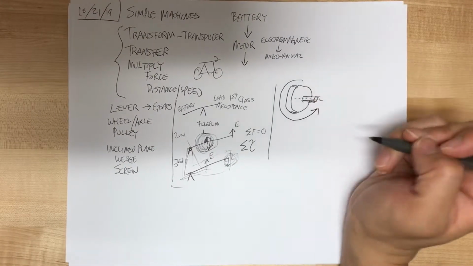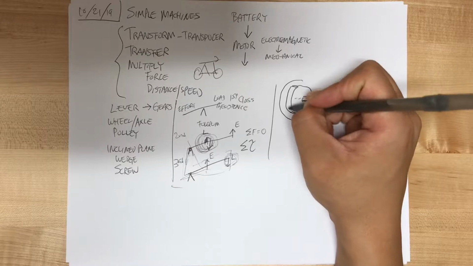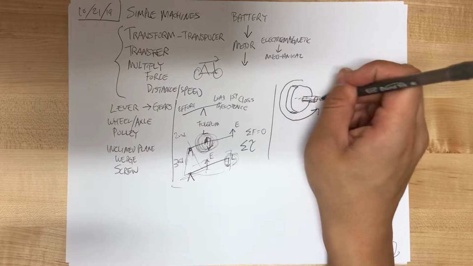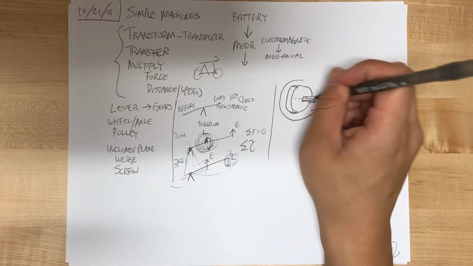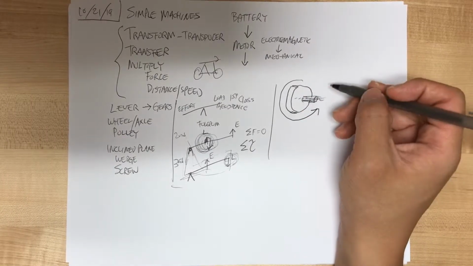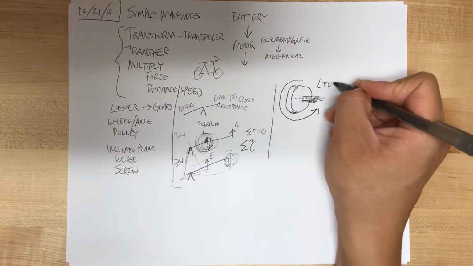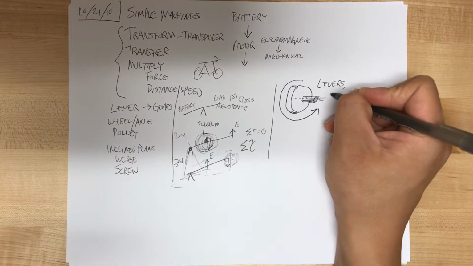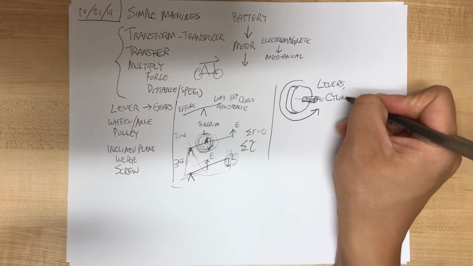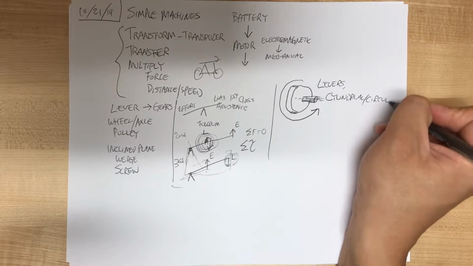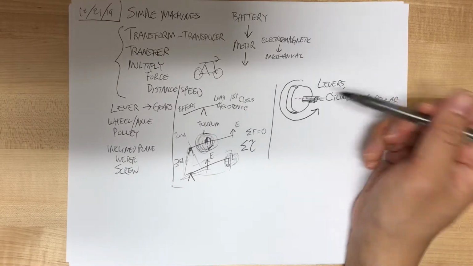If this is a steering wheel, you've got this nice big radius that you put work into turning, and that's going to be able to focus that torque around a center piece. And so really you can think of a wheel and axle combo as levers, but in a cylindrical or maybe circular form. Okay, so levers, wheel and axle.